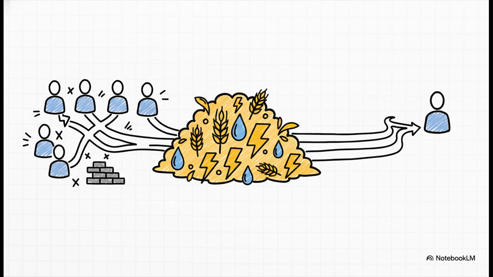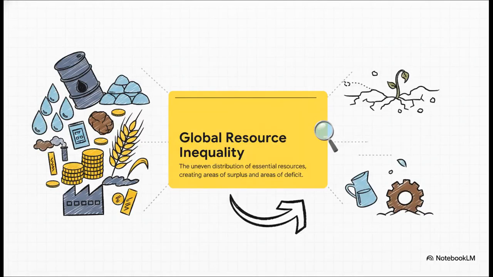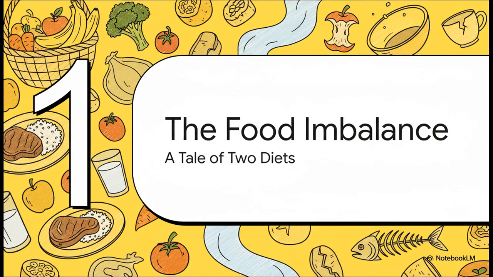And this is where things get really wild. It's the central paradox we need to wrap our heads around. You see, the world doesn't actually have a scarcity problem. We have enough. The problem is, it's a distribution problem. We've got all this stuff, but it's just not in the right places for the right people. So what does global resource inequality actually mean? Well, at its core, it's just this: the wildly uneven way that essential stuff, like food, water, and energy, is scattered across the globe. It creates these massive imbalances. Some places have way, way more than they need, while other places are in a constant state of not having enough.